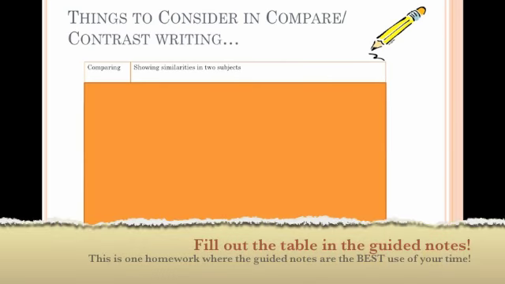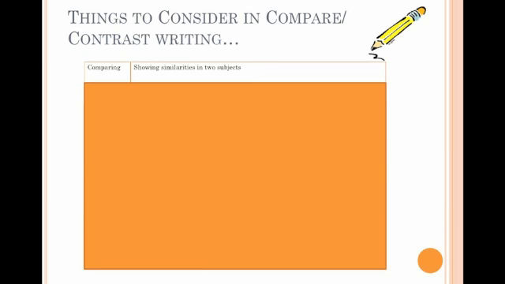So the first thing to do in considering compare and contrast writing is let's go ahead and fill out the table, and if you're using the guided notes, this is going to be nice and easy and helpful, but you're just going to fill in as we talk these things through together. So first of all, you should know the difference between what compare and contrast means. When you're comparing, it means you're showing similarities in two different subjects. When you're contrasting, it means you're showing differences in two different subjects.